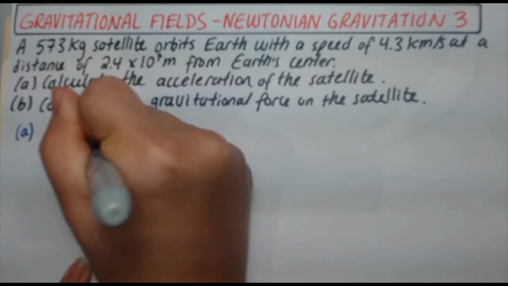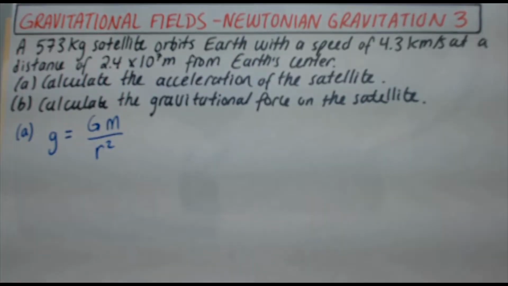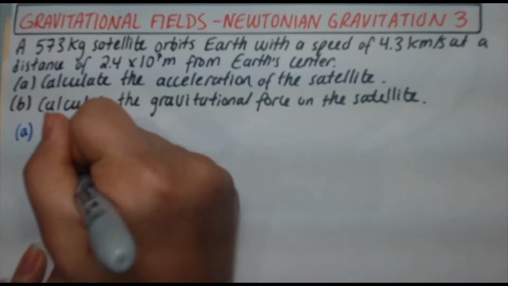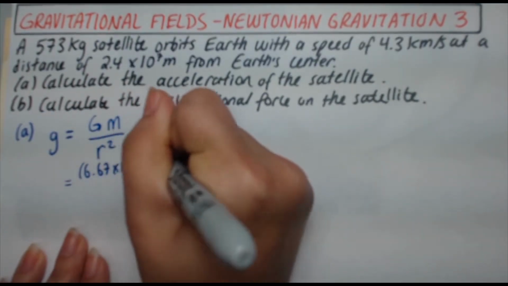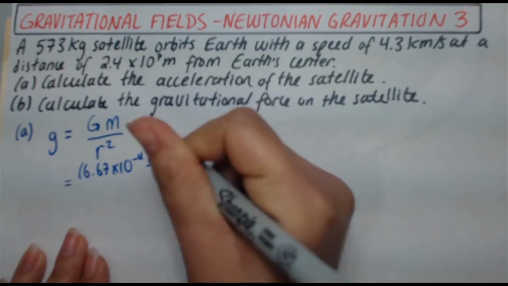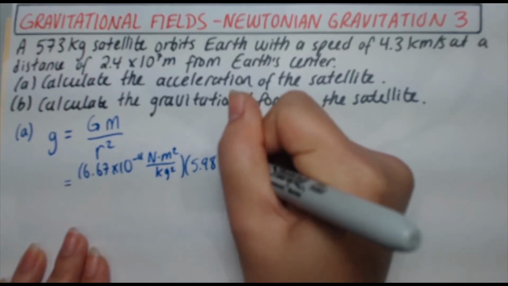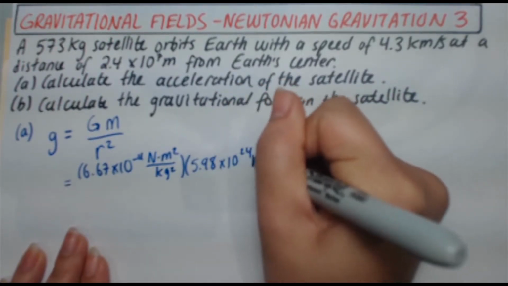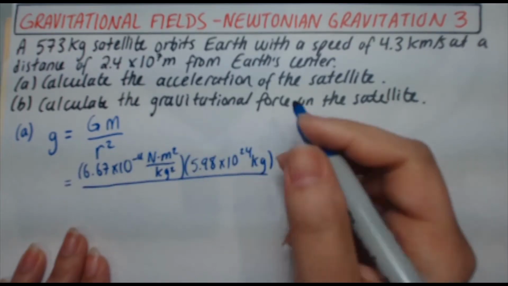mass of the host planet divided by the distance between the center of this planet and the object you're considering squared. Okay, so the acceleration, 6.67 times 10 to the minus 11 Newton meters squared per kilogram squared times mass of the host planet. The mass of the Earth is 5.98 times 10 to the 24 kilograms divided by the distance between their centers squared.